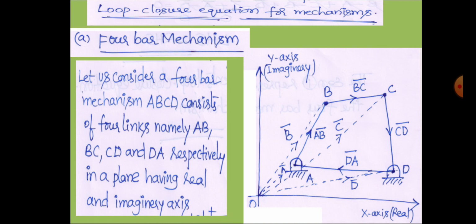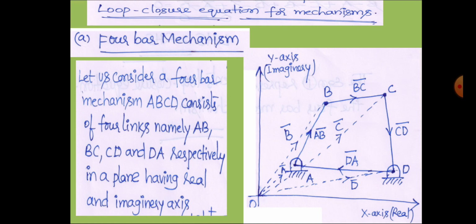Suppose if I begin at point D in a 4-bar mechanism, DC means DC bar, direction should be from D to C. CB means CB bar, then direction will be from point C to B. BA means BA bar. Need not worry, always I will begin from the point A in the odd sequence: AB bar, BC bar, CD bar, DA bar. So AB bar is the magnitude and its direction is from A to B.